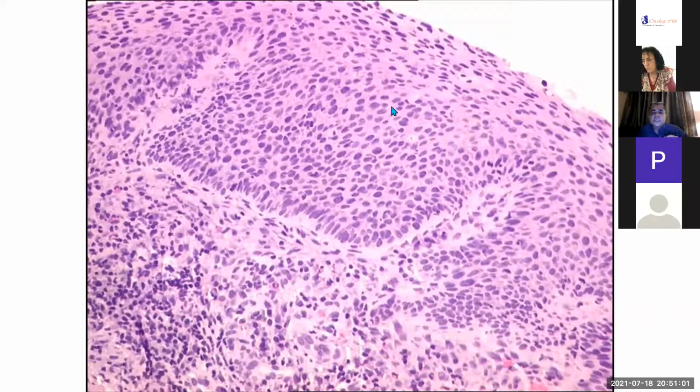Under the microscope, we see very hyperchromatic, dark, crowded nuclei with loss of polarity in two-thirds to full thickness of the cervical epithelium. And that's why we diagnose high-grade cervical intraepithelial lesions. Another picture to show that you can see the whole thickness.